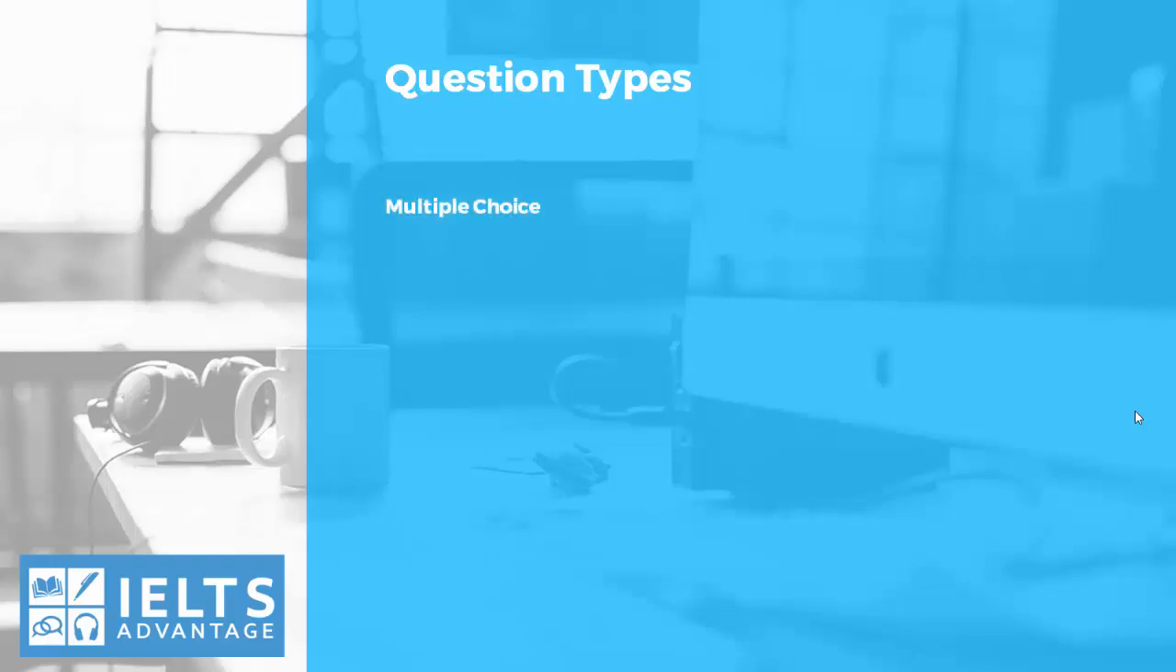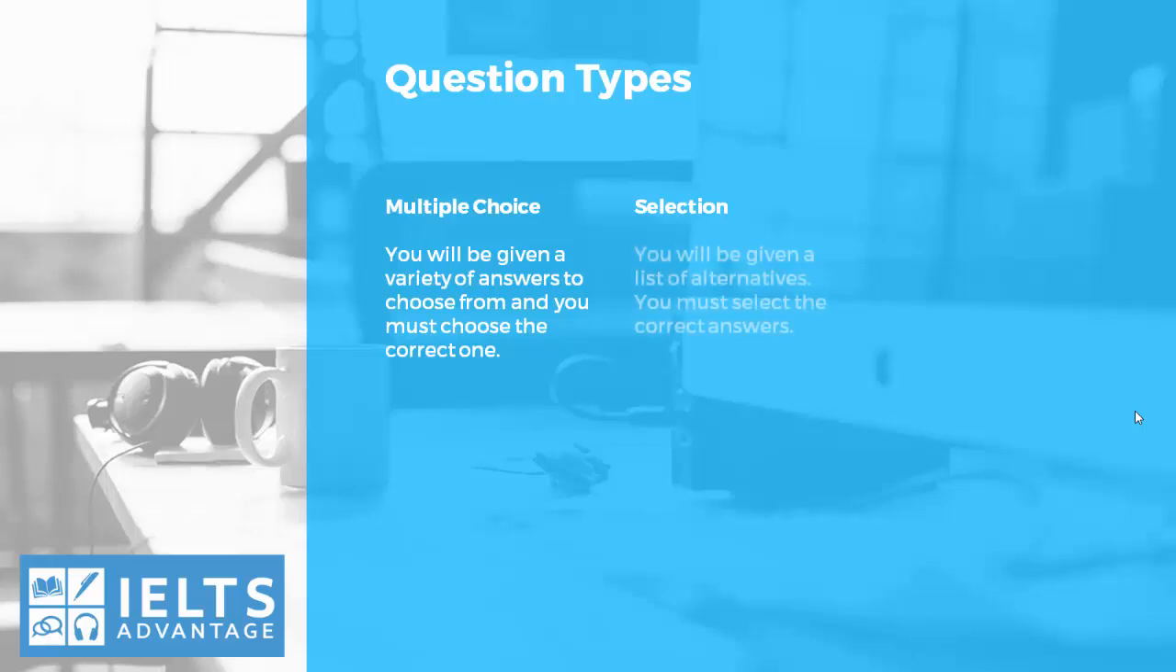First one is the most straightforward, the one that most people know, is multiple choice. You'll be given a variety of answers to choose from, and you must choose the correct one. So it will be question 1 and you'll be given A, B, C or D or E, and you choose the correct one. You might have to do a selection question. You will be given a list of alternatives and you must select the correct answer. So you might be given 6 or 7 alternative correct answers, and you have to choose 3 or 4 of them.